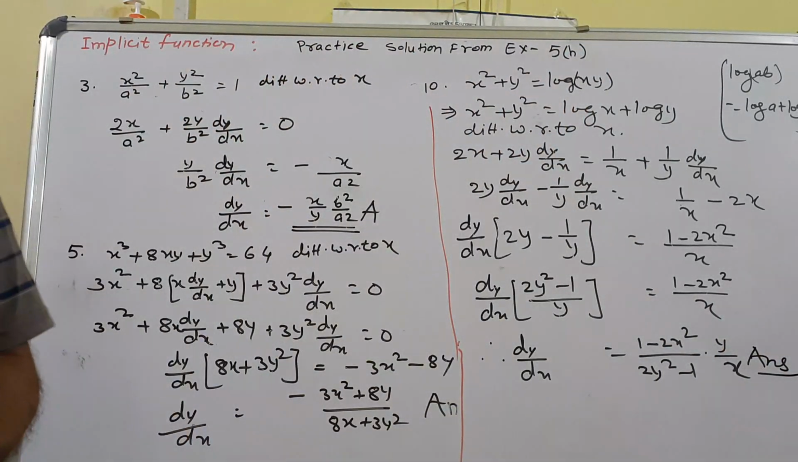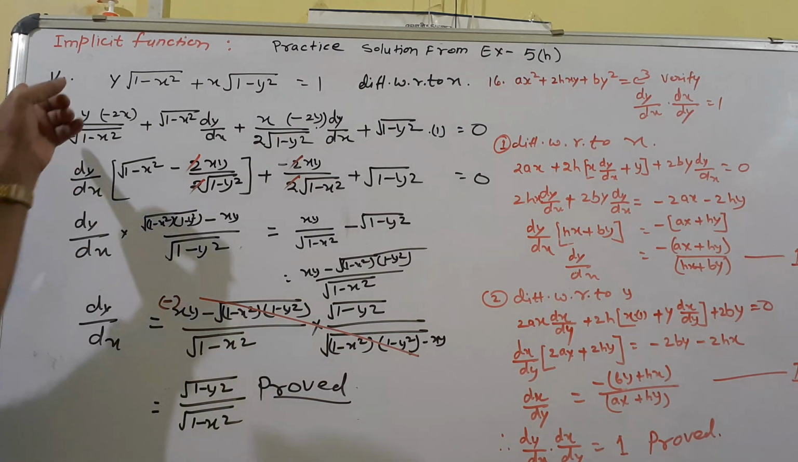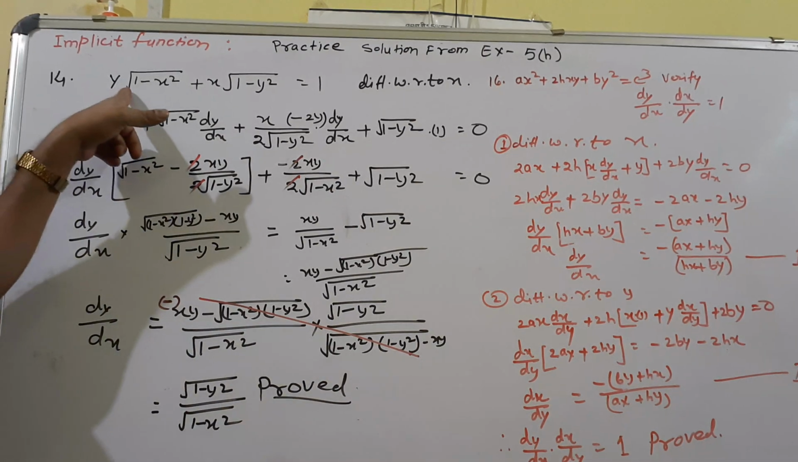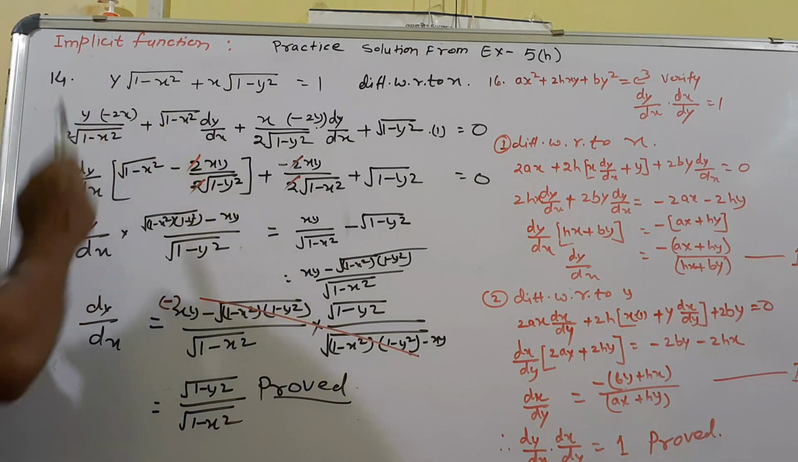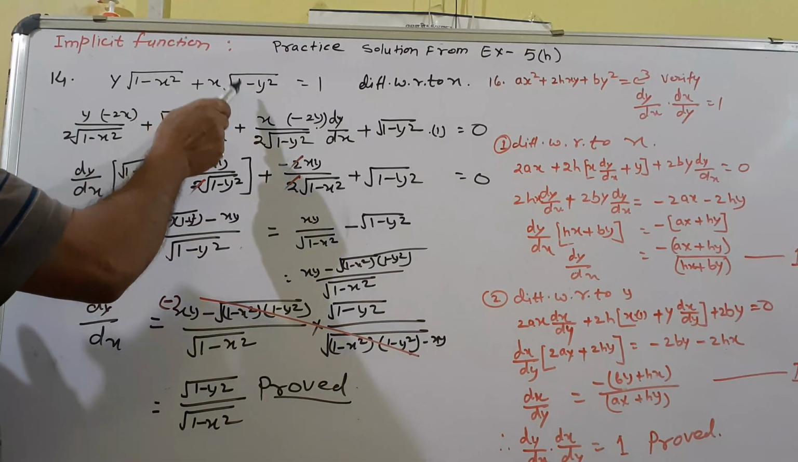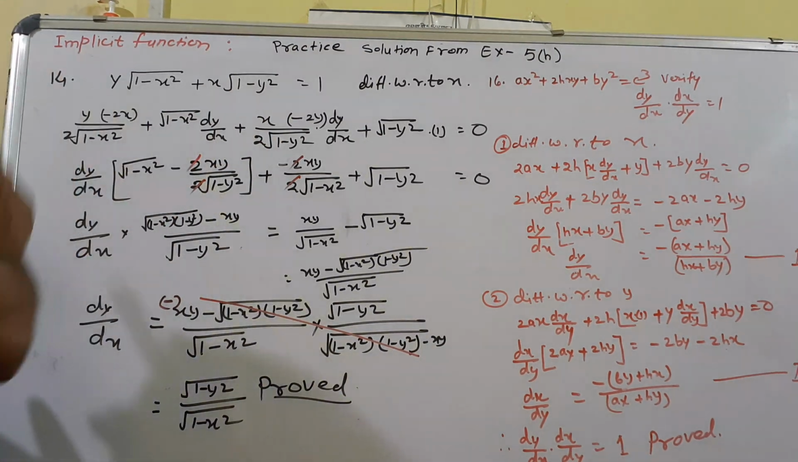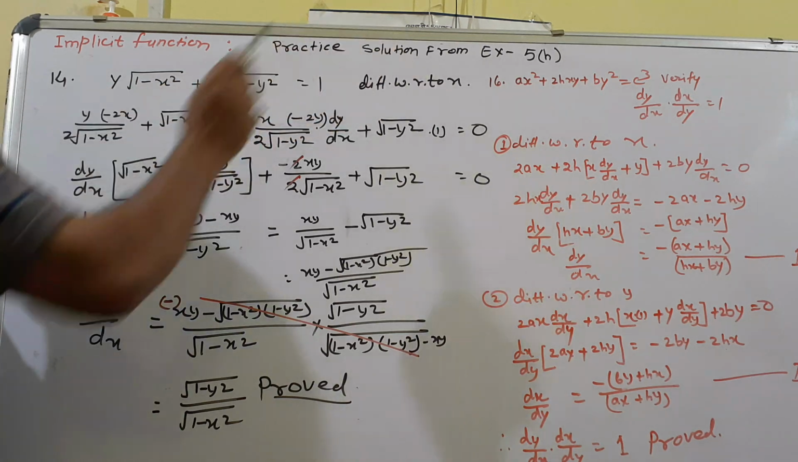Now I'll explain questions number 14 and 16. Question number 14 says that y into root of 1 minus x squared plus x root of 1 minus y squared is equal to 1. Then find dy by dx. Here also we will differentiate with respect to x.